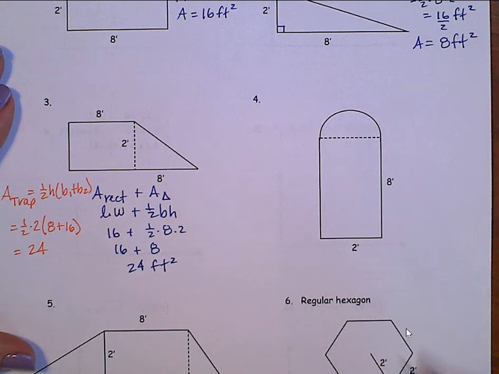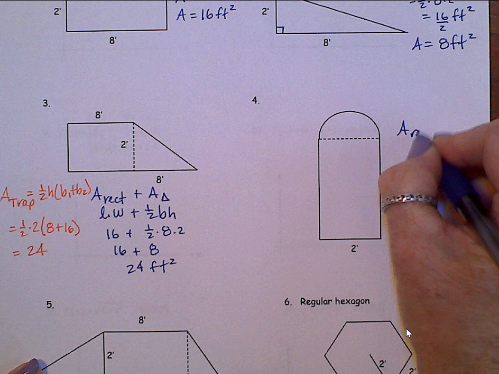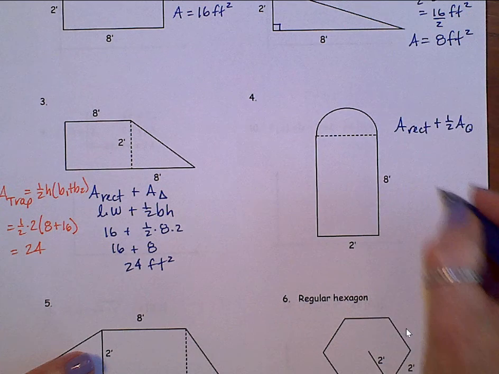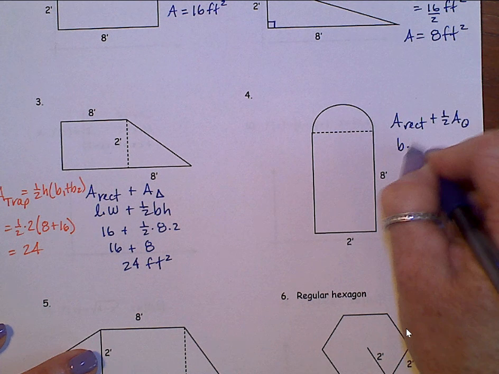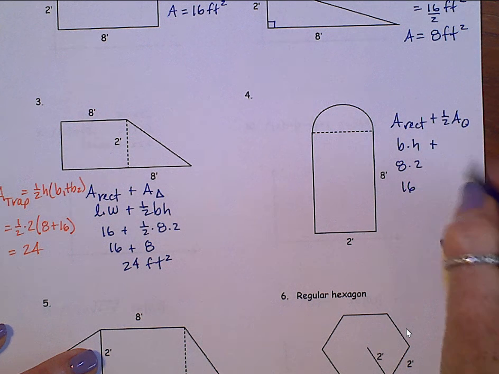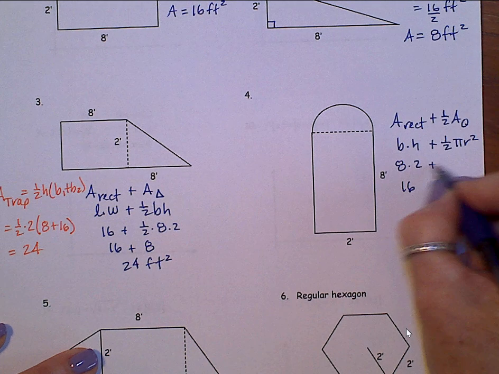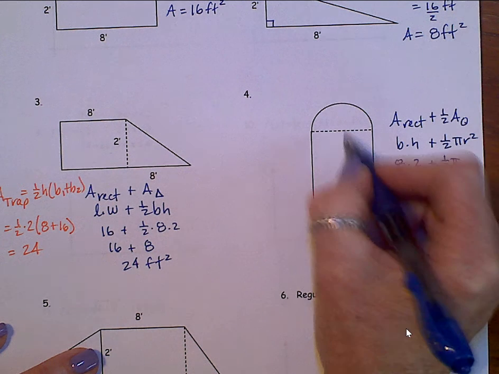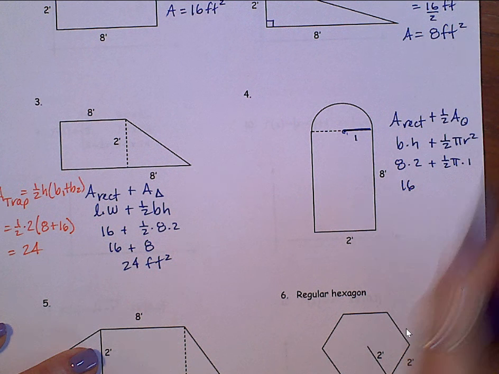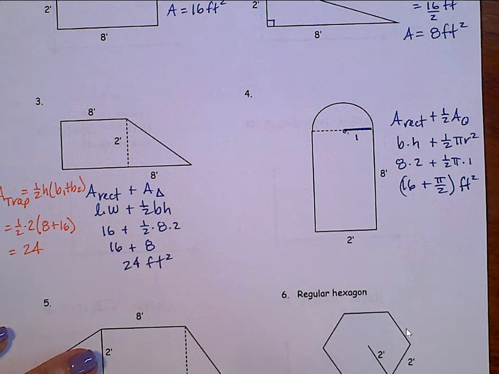For this semicircle on top of a rectangle, we'll need to take the area of the rectangle plus half the area of a circle. And the area of a rectangle, base times height, 8 times 2, 16, plus area of a circle, or half a circle here, 1/2 pi r squared. Radius here, right there, and that radius is 1. So we'll have 16 plus pi over 2 feet squared for that area.